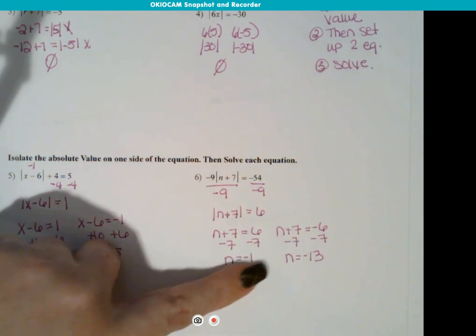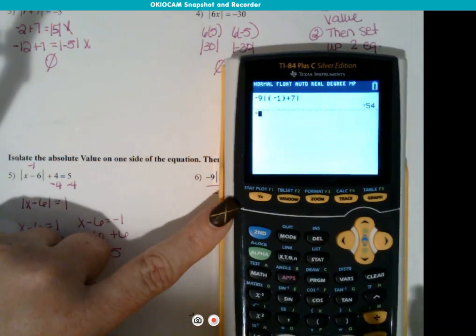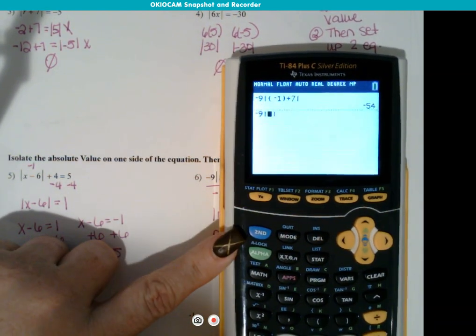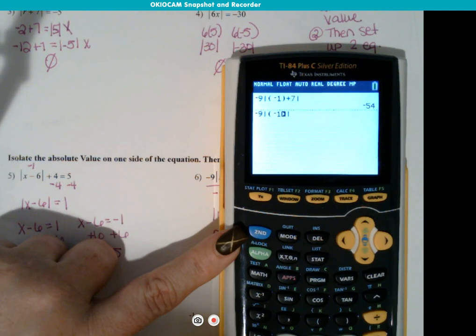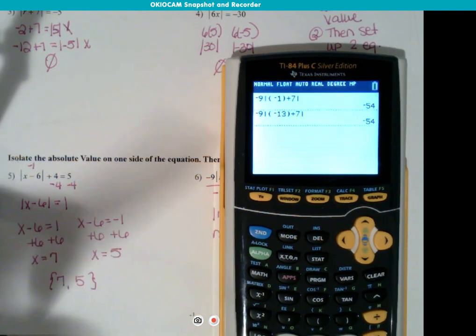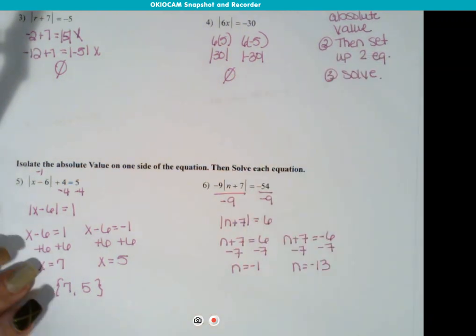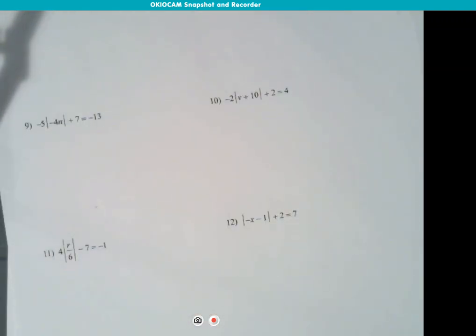There we go. I'm going to try it again with negative 13. So negative 9, math, over to NUM. And look how fast it is once you get the hang of using your calculator. And so I make sure that I get negative 54, and I do. I know that I have the right answer. Okay? All right, so going on to these ones.